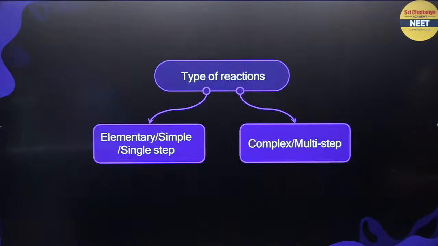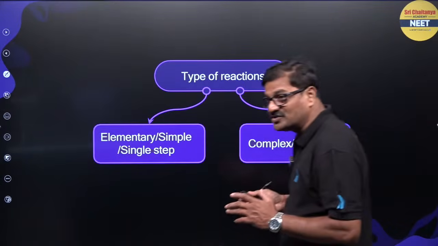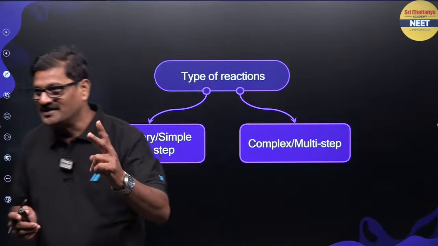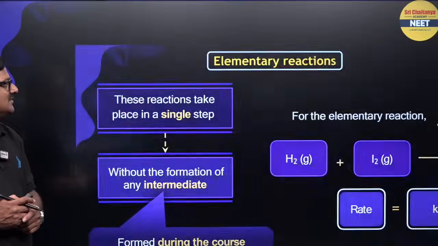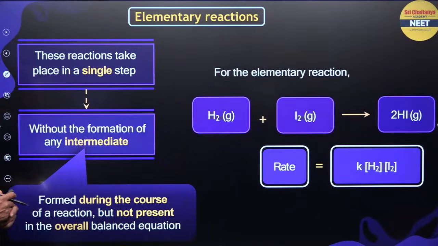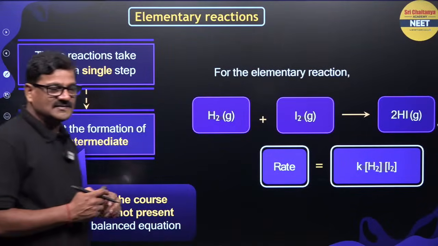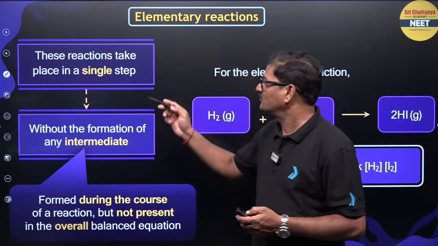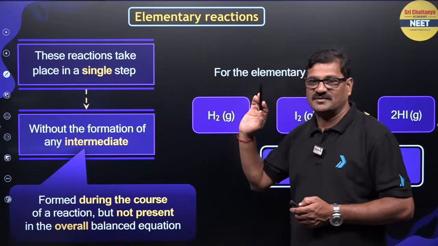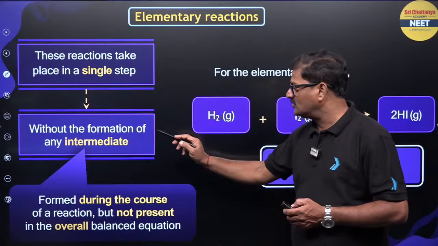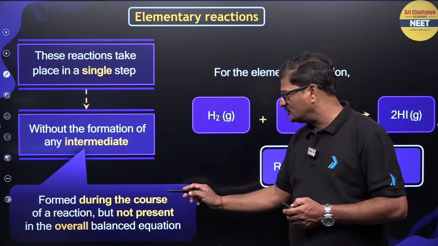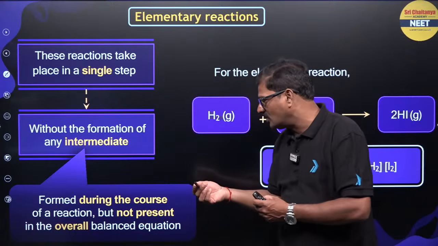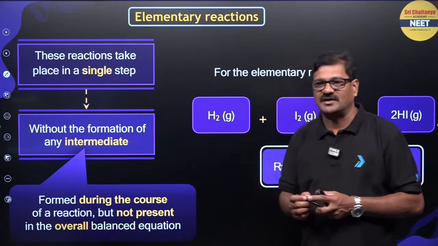And moving ahead, here are types of reactions. As I mentioned, it is two types: elementary reaction and complex or multi-step reaction. Look, elementary reactions are the simple step reactions. This takes place in a single step and without the formation of an intermediate. An intermediate is formed during the course of the reaction but is not present in the overall balanced reaction.